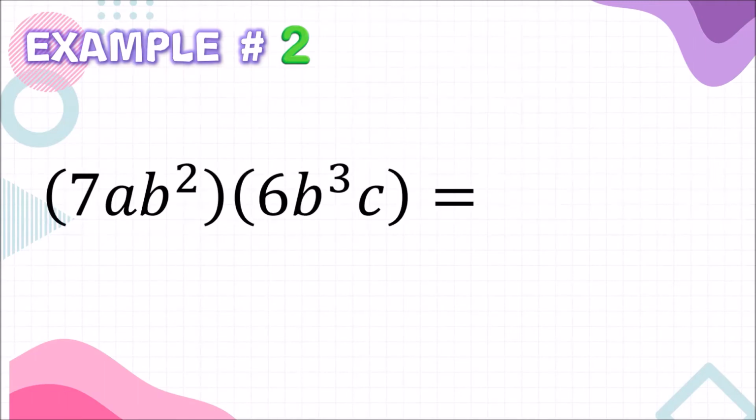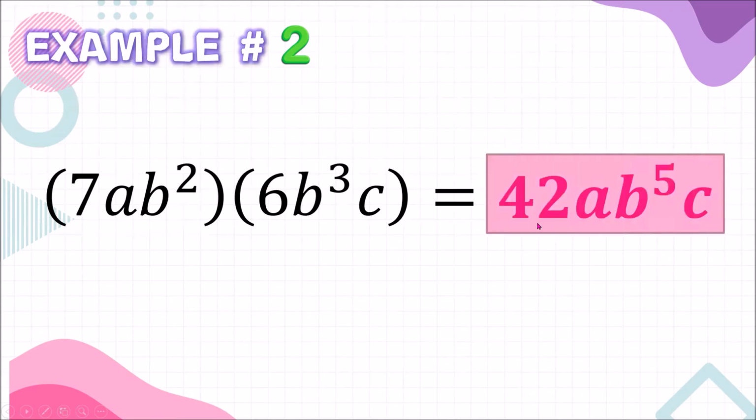7ab squared times 6b cubed c. So multiply 7 times 6, we have 42. A, so no a here, so just copy a, and then b squared times b cubed, we have b to the fifth because 2 plus 3. And then just copy c. So our final answer will be 42ab to the fifth c.